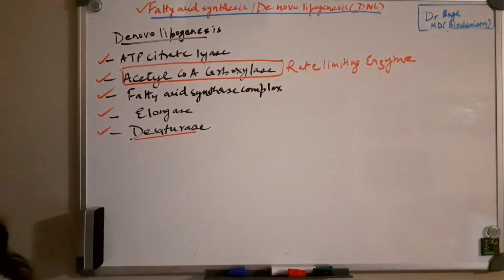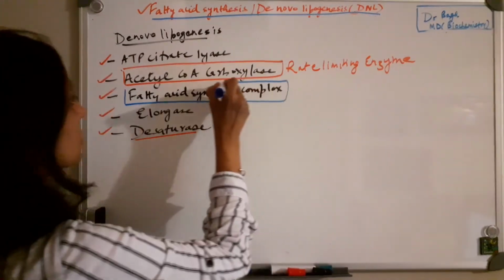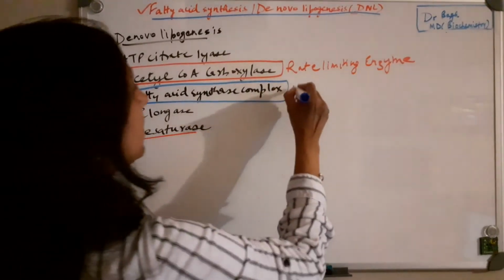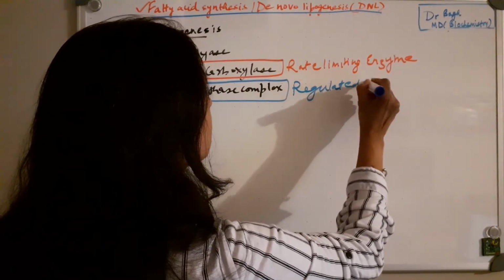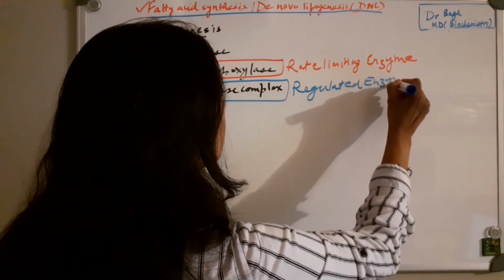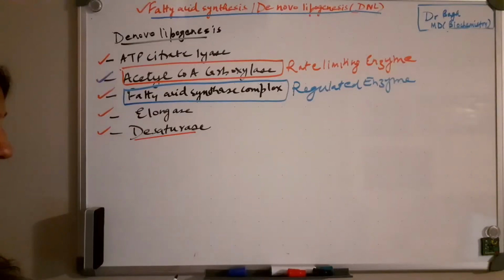Rate limiting enzymes are regulated, but a regulated enzyme may not be rate limiting. Whereas fatty acid synthase complex is the regulated enzyme. So you must know the difference. This is the regulated enzyme of the pathway. First, I'm going to talk about ACC, which is the rate limiting enzyme.